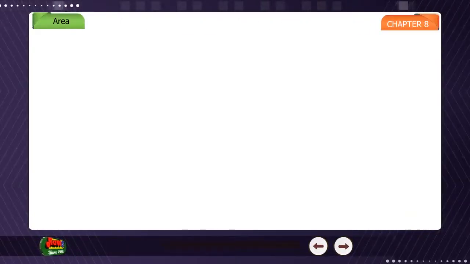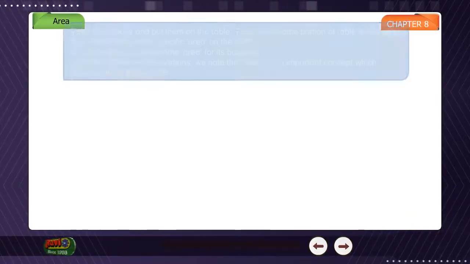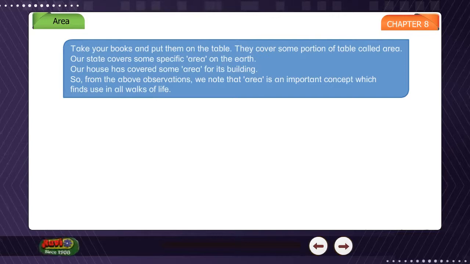Chapter 8: Area. Take your books and put them on the table. They cover some portion of the table, called area. Our state covers some specific area on the earth. Our house has covered some area for its building.